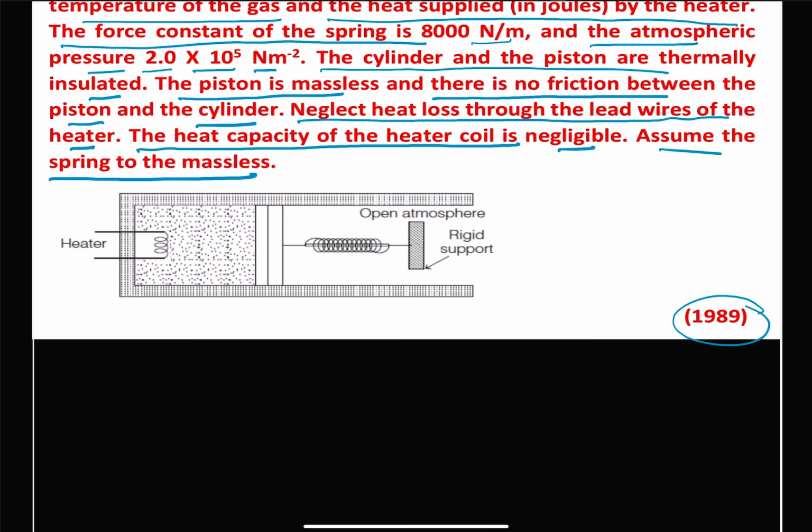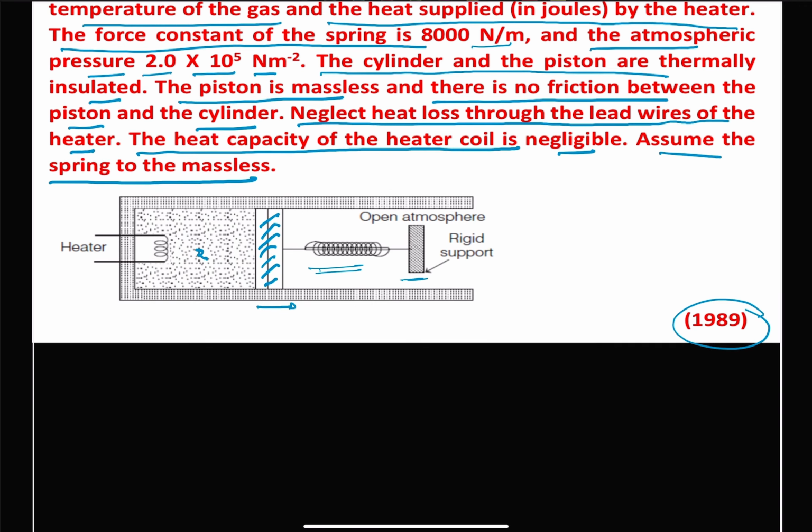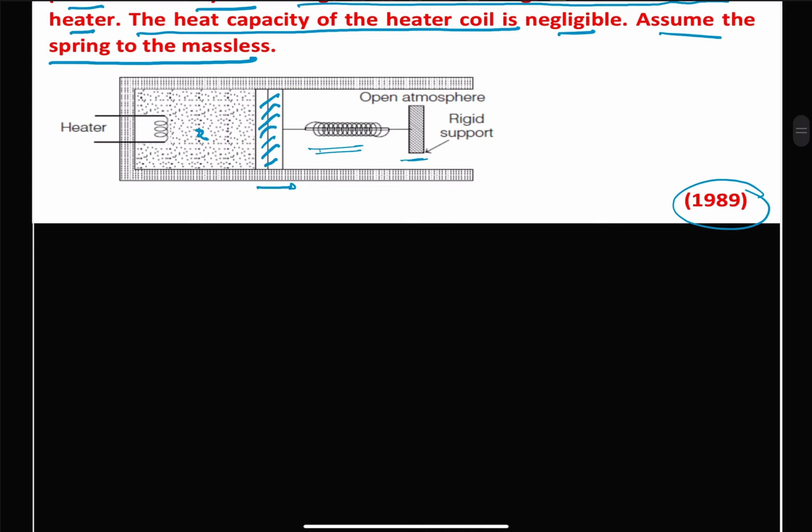We have a spring which is connected to a rigid support, and this is our movable piston. As the heater supplies heat to the gas, the piston is said to move by a distance of 0.1 meter. So obviously the spring will be compressed under this condition. Let us first of all write down the given data, because lots of things are given to us.